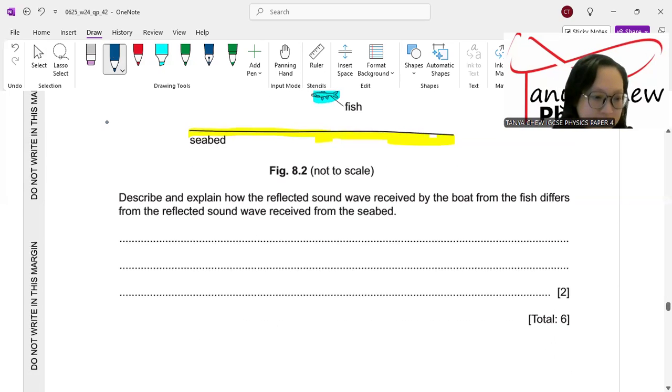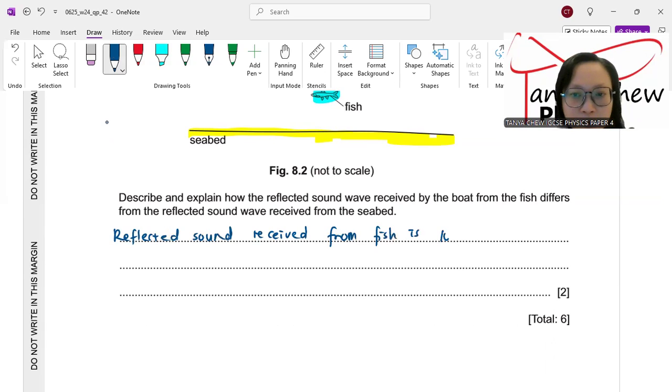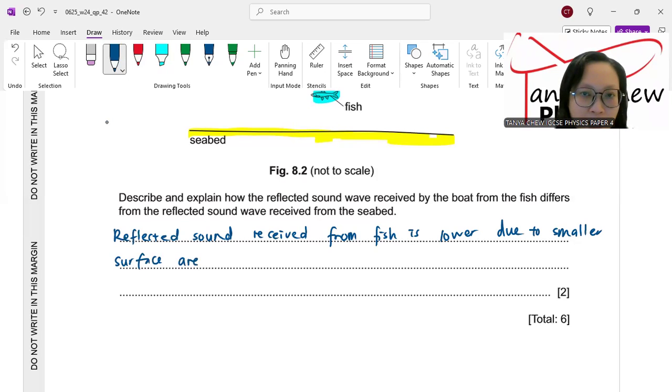So I will explain this. I said that reflected sound received from the fish is lower, right? Due to smaller surface area of the fish as compared to the seabed.